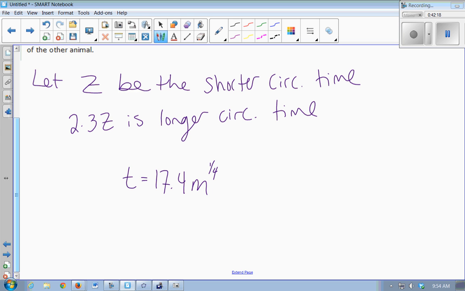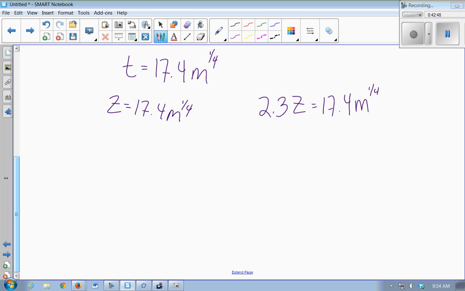Okay, so if one of these things is Z, right? One mammal has circulation time Z. And the other mammal has circulation time 2.3 Z. What I need to do is solve each of these equations for M and compare the masses of the two different animals. So solve each one for M in terms of Z.